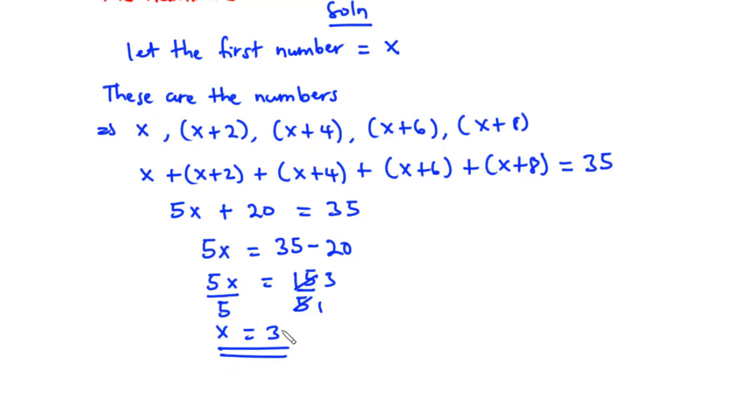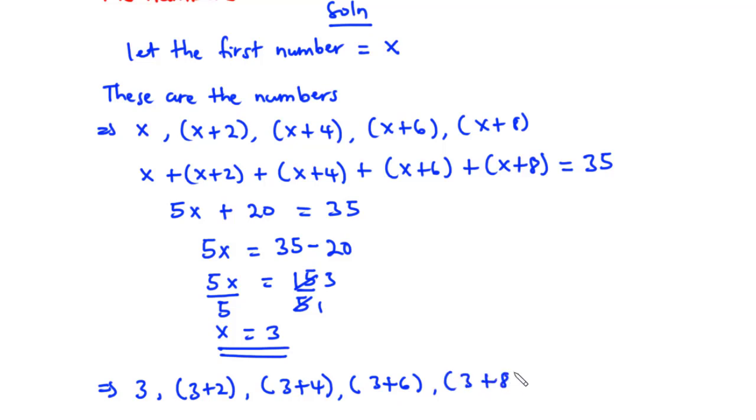Now let's substitute the value of x into these numbers. So we have 3, 3 plus 2, 3 plus 4, 3 plus 6, and then 3 plus 8. So finally, the numbers are 3, 5, 7, 9, and then 11. So these are the numbers.